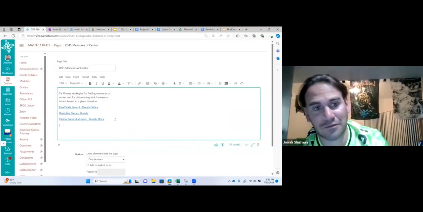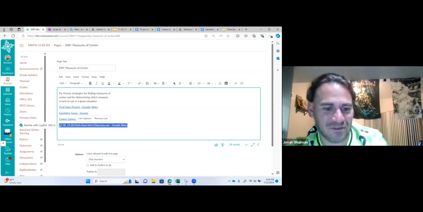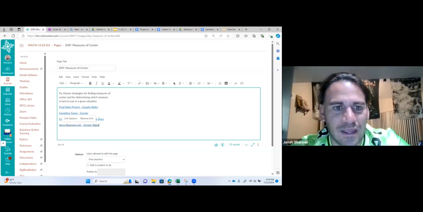So I know that was a lot, right? Tons of stuff. So I'll just call this Venn diagrams, so it's not super long. And the last one, which you've already seen, is the lyric one.